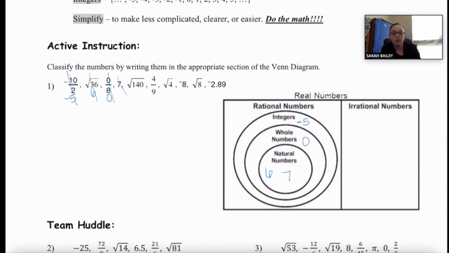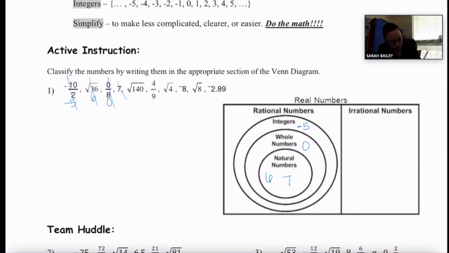Okay, now we're on the square root of 140. Well, 140 is not a perfect square. So is the square root of 140 a rational number? Irrational number? Yes, it is irrational. So it's going to go over here, and I don't have to ask any more questions.